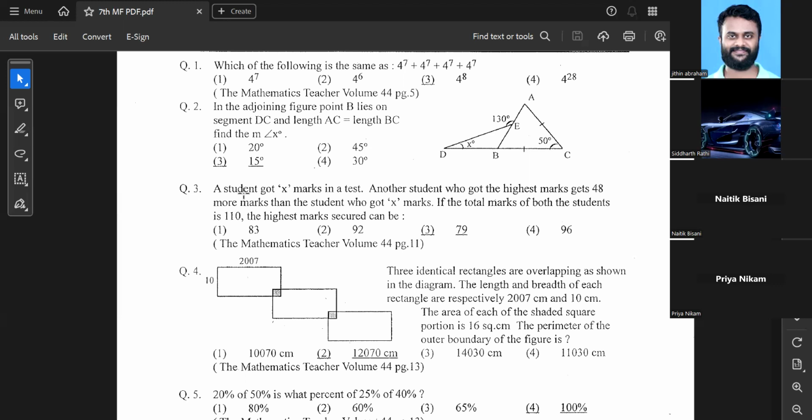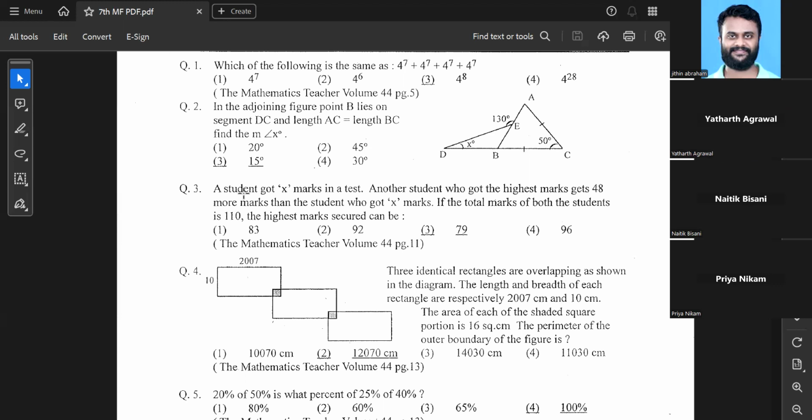Sir, is there going to be class on 27? I think most probably yes, but still Ajinkya sir will confirm that to you. Okay, sir.